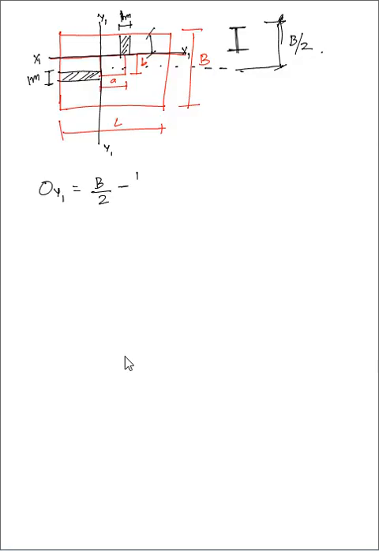minus small b/2. We have to subtract this distance also, because this is your column, this black portion. Half of the distance I have to subtract, because this half is capital B/2 minus this half, this much, small b/2. So this distance is OY1. So OY1 is equal to capital B/2 minus small b/2, that is, the denominator is same, so (B minus b) by 2.